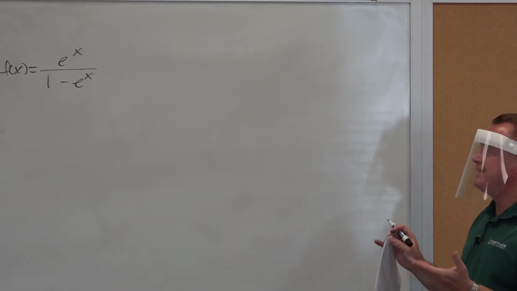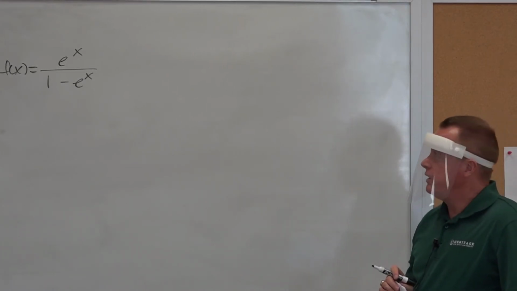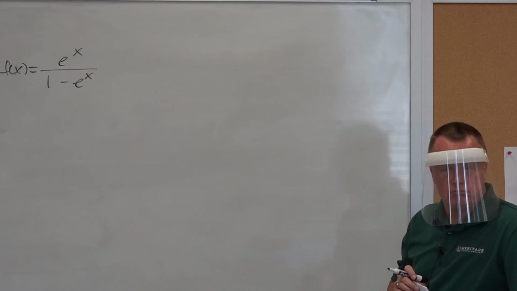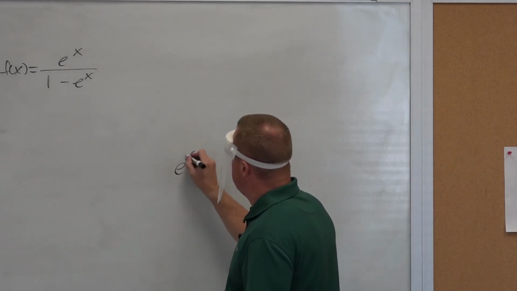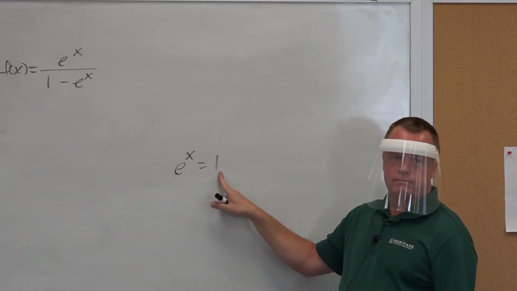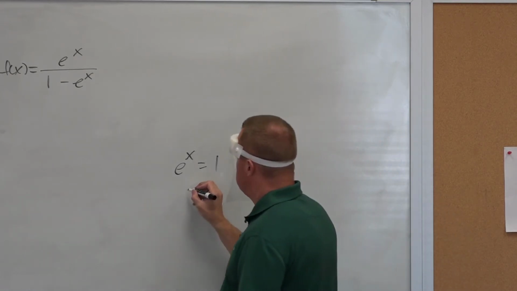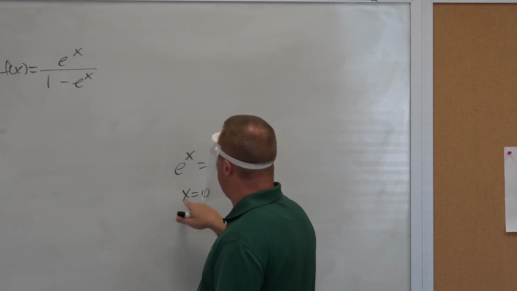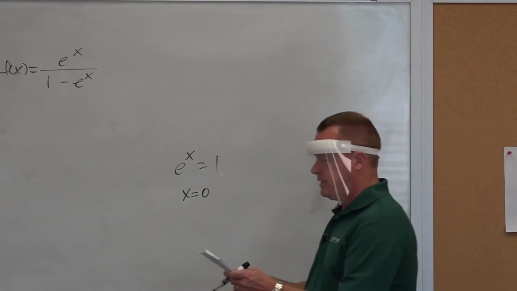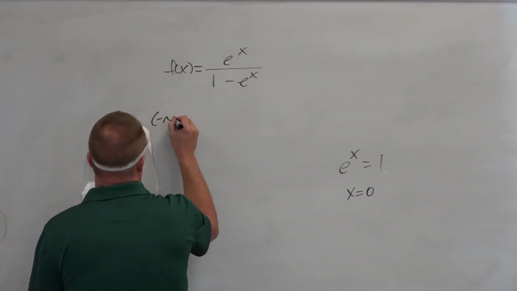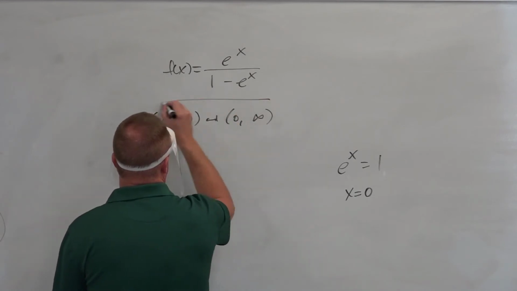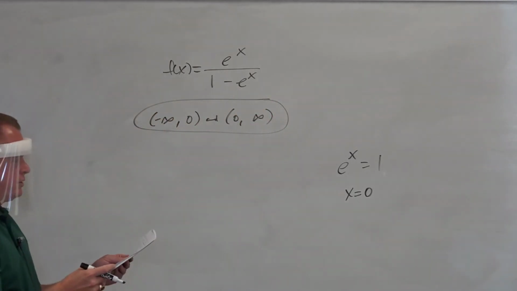All we're trying to do is say, where is this continuous? All right? Well, it is continuous anywhere that the bottom is not 0. What makes the bottom 0? If e to the x is equal to 1, right? So what is x there? E to what power will give me 1? 0. Right? So when x is 0, that is where you have a vertical asymptote on that one, right? So I would say continuous from negative infinity to 0, and then 0 to positive infinity. Okay? Questions about that?